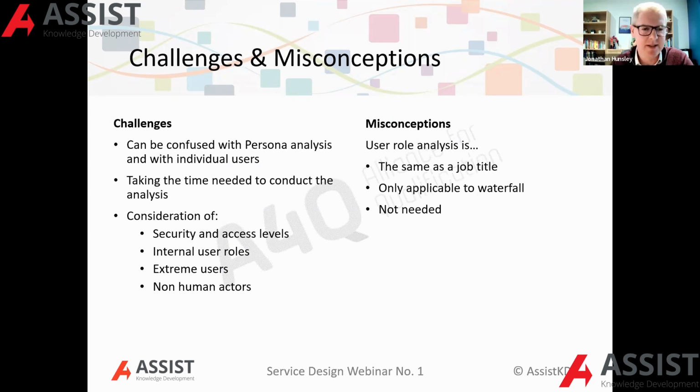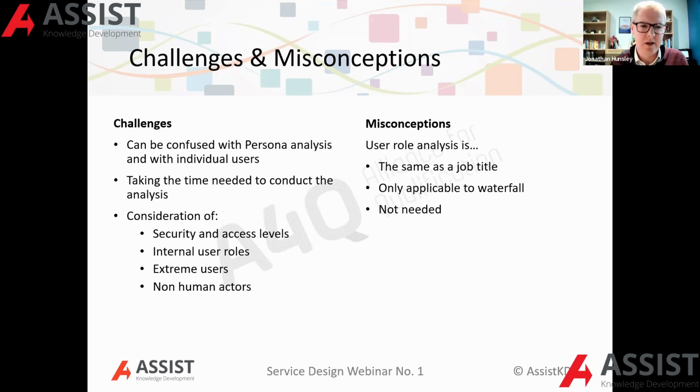We have to consider internal user roles. So sometimes when we're doing this, we might just think of the external user roles or the typical ones, and it's important that we think about things like renewal and maintenance. Audit, for example, might be a user role that might not be the first one that you think about, but if we miss the audit user role, then we may cause ourselves some problems later on. So it is useful to think about those internal user roles.